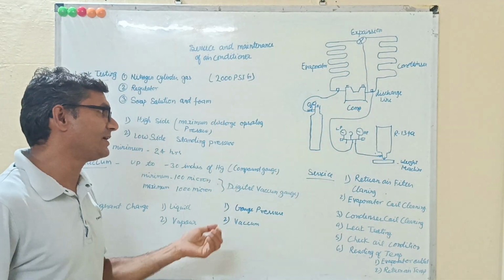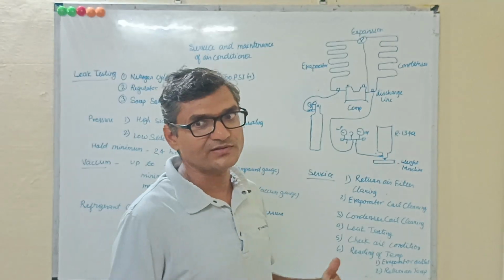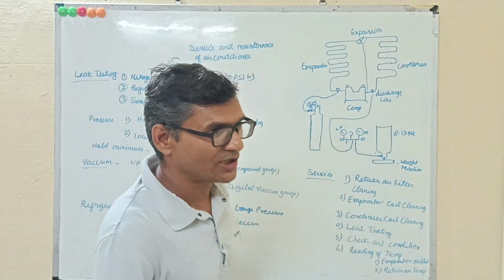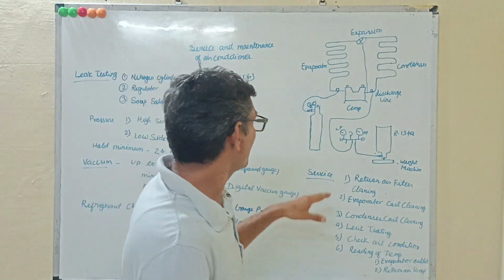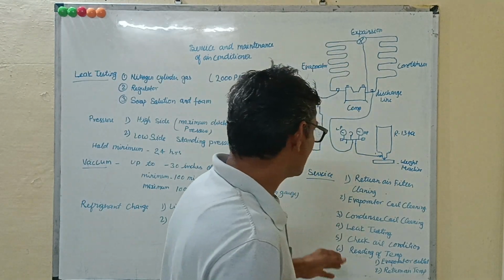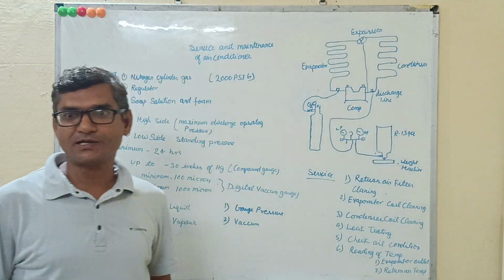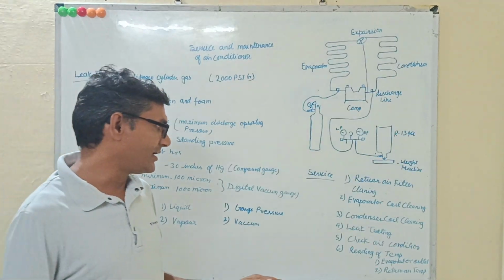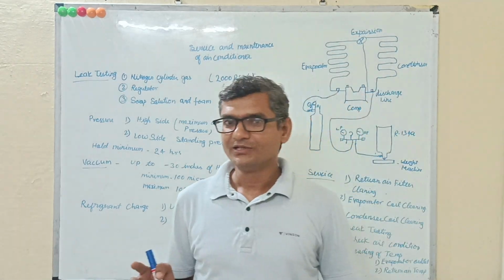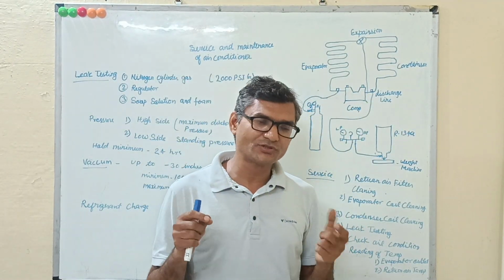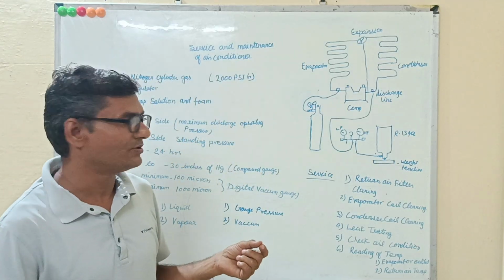Another detergent can damage the fins and coils also, so we have to use only the recommended soap solution. Now the same applies to the condenser coil: if it is in a dirty condition, we have to clean it properly. And next we have to do a leak test. Suppose we are servicing, then we should do a proper leak test also.